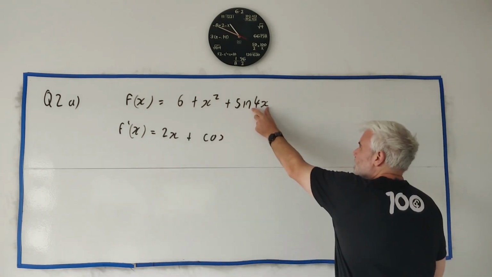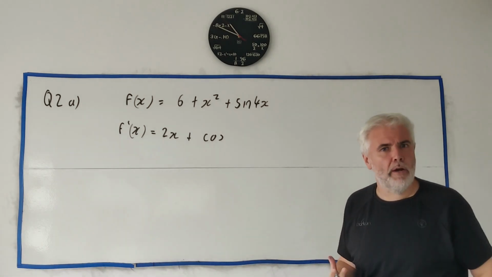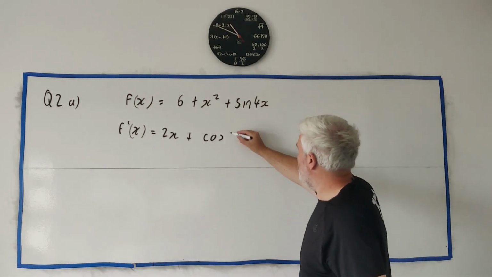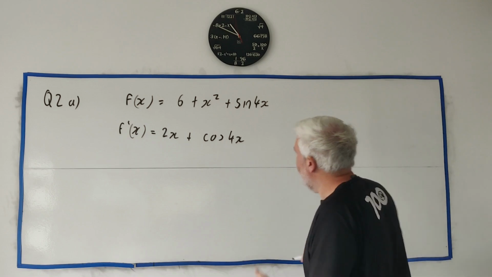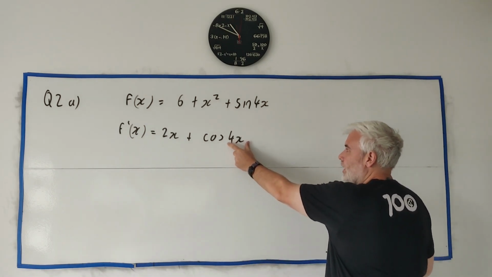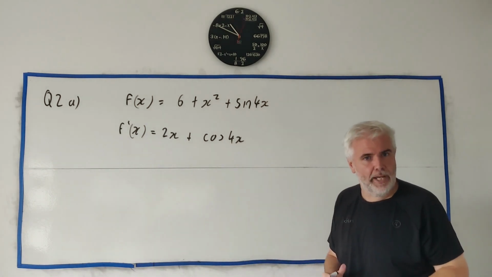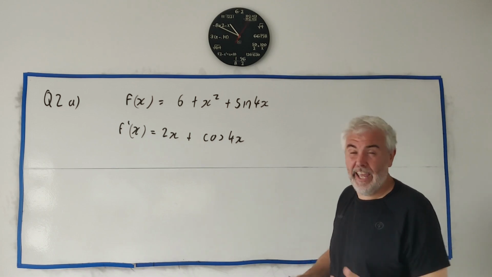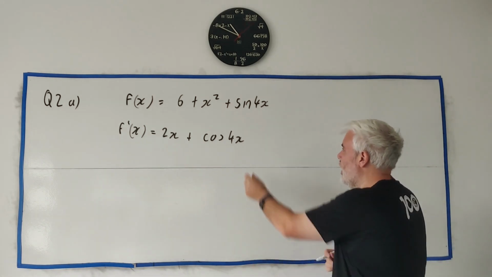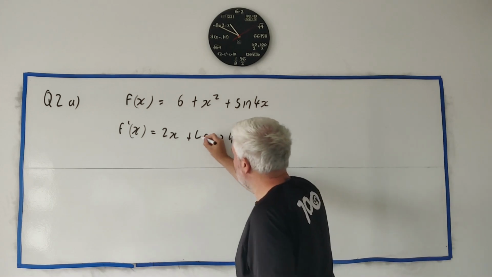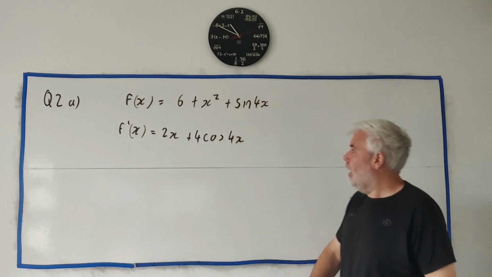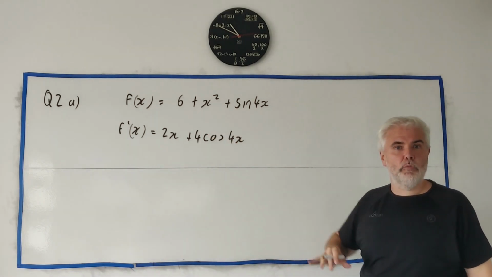The problem is what's inside here is a little too complex. So the derivative of this is cosine 4x, but then we have to deal with what's inside here being complex. So you need to differentiate that again, is how it sort of works out. And the derivative of 4x is 4. Multiply that by 4. Okay, that's the answer to part A 1.